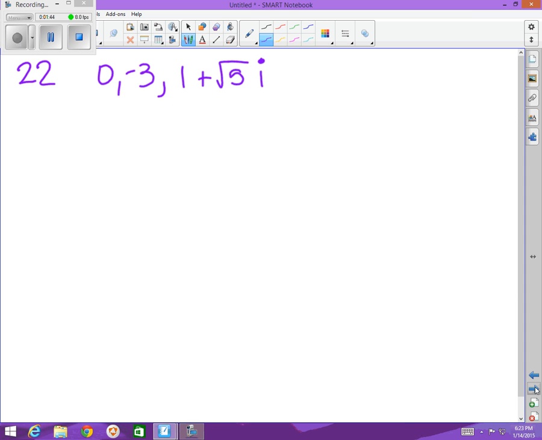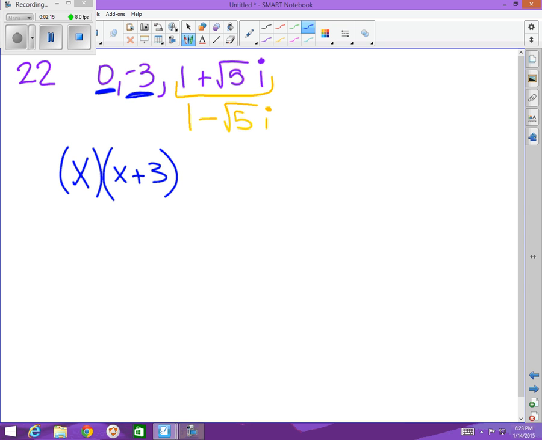In question number 22, it asked you to write a polynomial function given the roots are 0, -3, and 1 plus 5i. And remember, anytime you have 1 plus 5i as a root, you should also know that 1 minus 5i is a root. And so there are 4 of them, and so then your final thing should have x to the 4th as your polynomial function. And since 0 is a root, x is a factor. Since -3 is a root, x plus 3 is a factor.